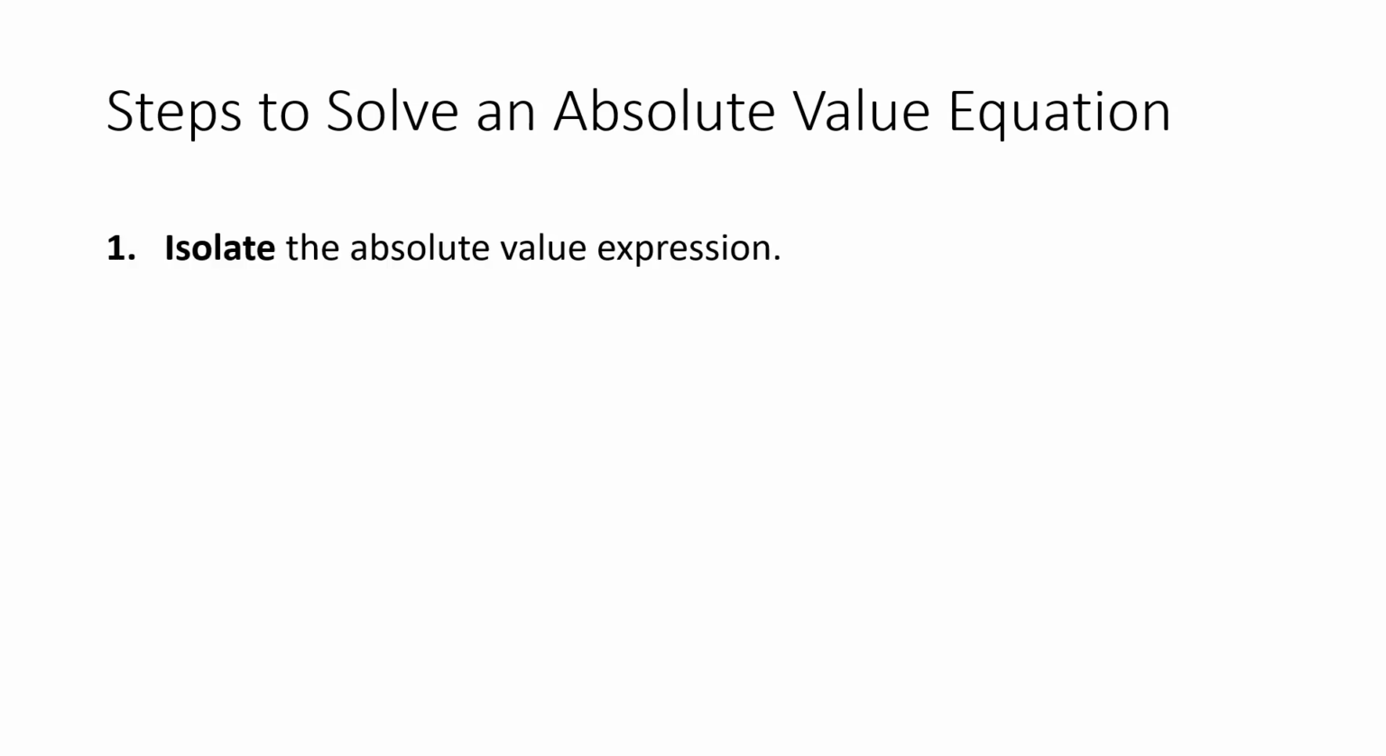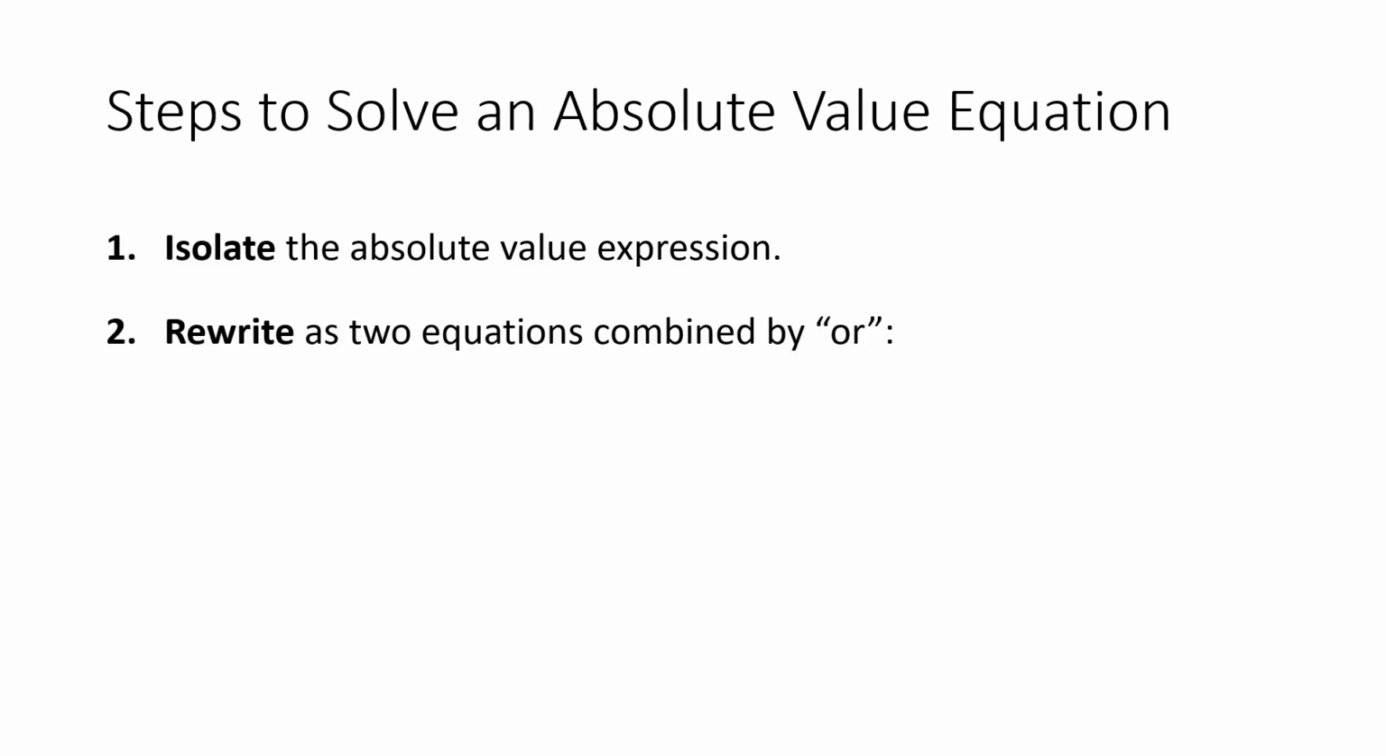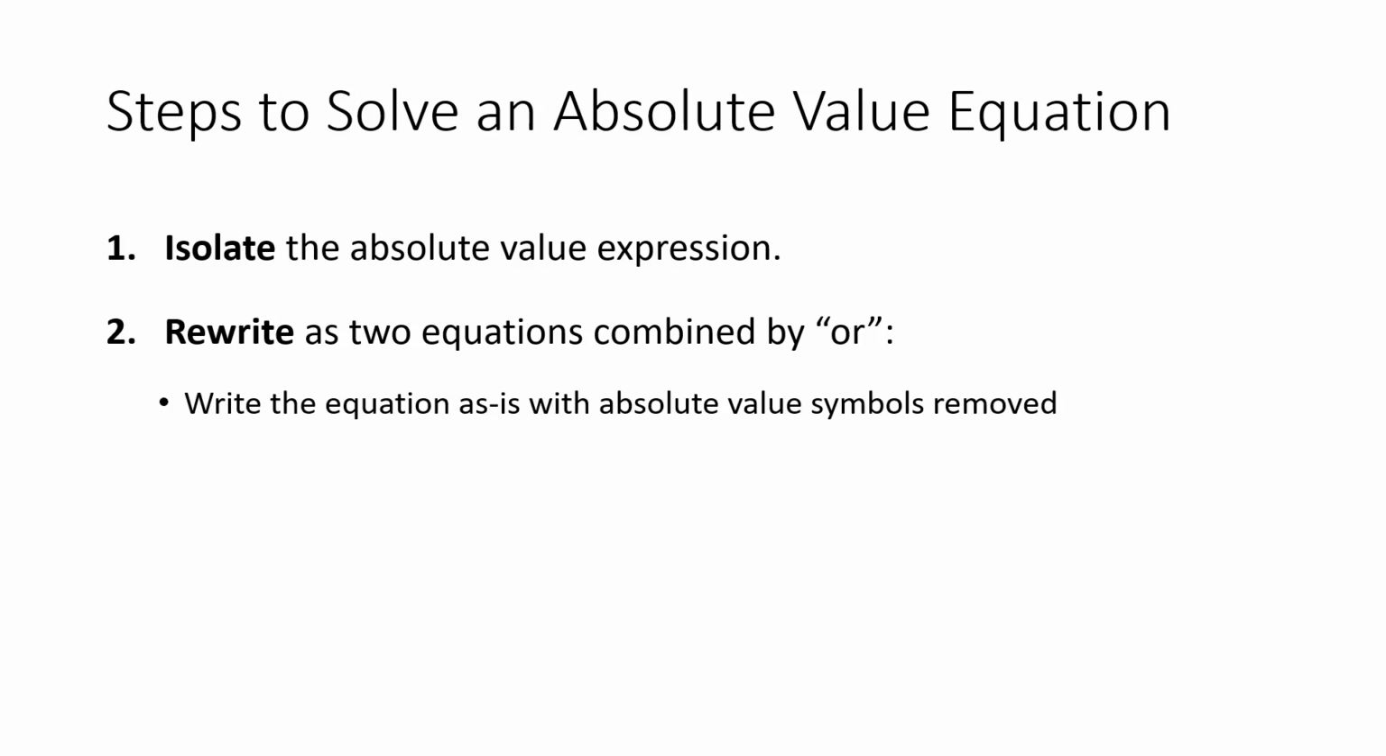If it's not already isolated, we need to isolate the absolute value expression. So get whatever's inside those absolute value bars on its own on one side of the equation. Typically, I'll put it on the left. After we do that, we need to split it up and rewrite it as two equations. That is what we do to actually eliminate the absolute value bars. And we combine those with an or, because one or the other would have to be true, not both necessarily.